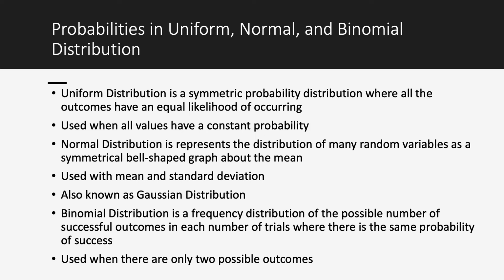Probabilities in uniform, normal, and binomial distribution. Uniform distribution is a symmetric probability distribution where all the outcomes have an equal likelihood of occurring, used when all values have a constant probability.